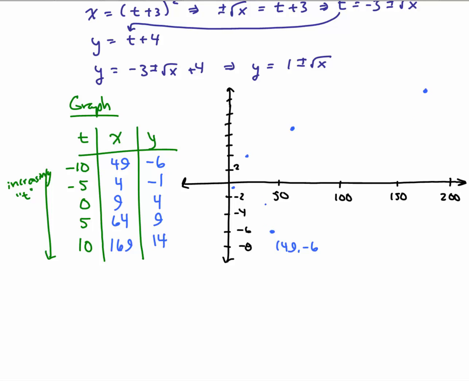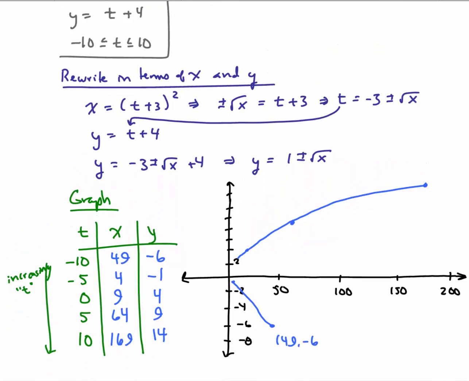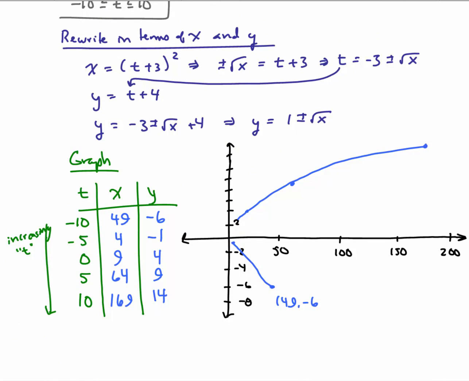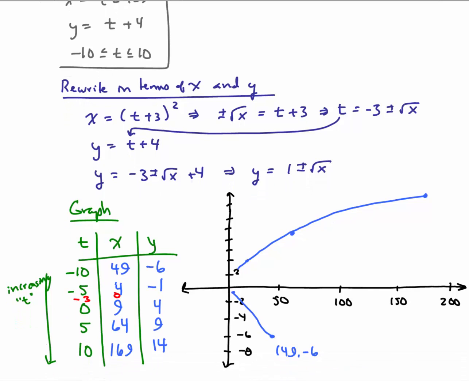So it looks like our graph is doing something right in here. Now I didn't plug in every possible value, but I'm curious now what would have happened if I would have plugged in a -3 right here? So I'm going to sneak a -3 in. Well, if I would have plugged a -3 into x, I would have gotten 0 back out. -3 plus 4 would have been 1. So this would have been the ordered pair 0, 1. So this is the vertex of the parabola.